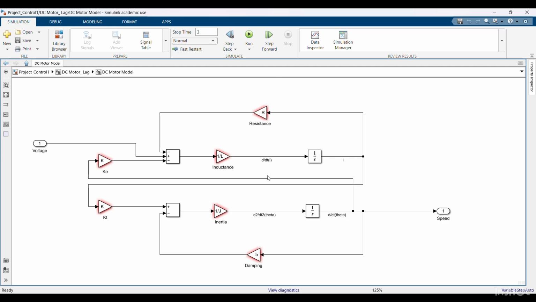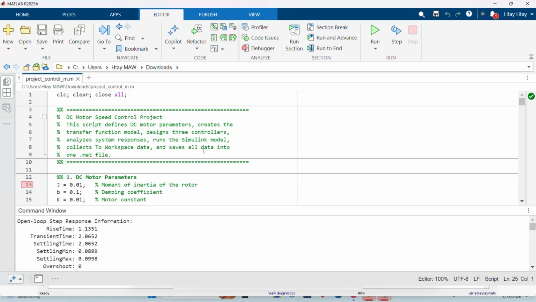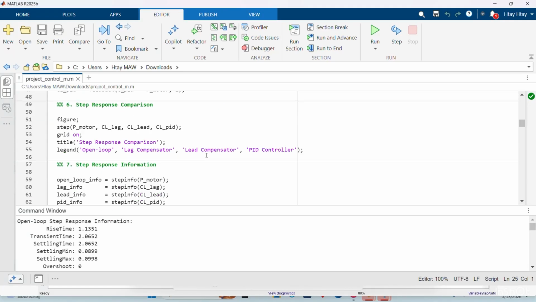In the mechanical subsystem, the motor torque is generated using the torque constant Kt multiplied by armature current. The damping block represents mechanical friction, while the inertia block represents the rotational inertia of the motor rotor. Another integrator block is also used to calculate the angular speed of the motor, which becomes the final output of the system. Overall, this system combines the electrical and mechanical dynamics of the DC motor to create a complete physical simulation model in Simulink.